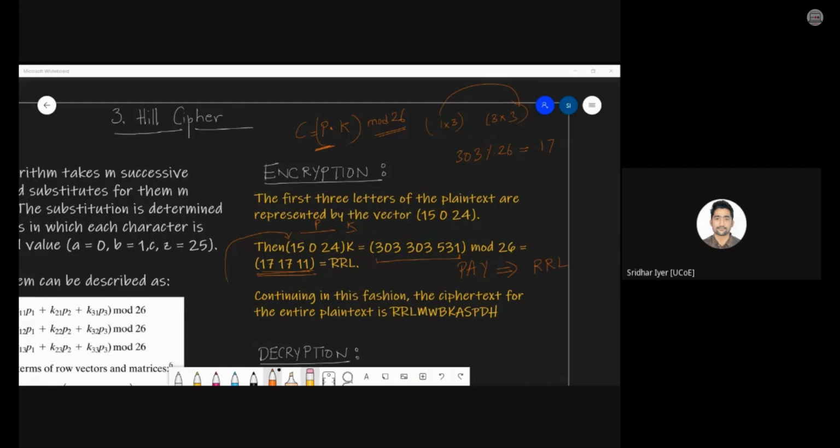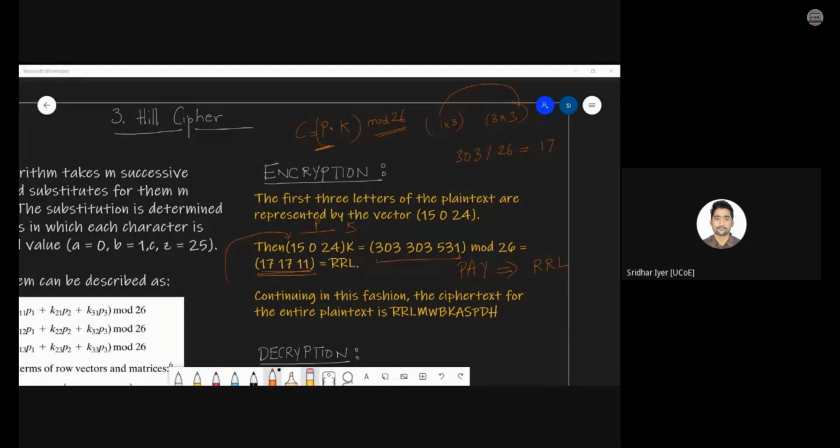Yeah, Jay, once again, let me explain. The formula is somewhat like this: C is P multiplied by K mod 26. Now, as you know, the plain text is "pay more money". It adds up to 12 characters, but we have a key of size 3 only, a 3 by 3 matrix. So we can't have a 12 by 12 matrix because the multiplication would be too huge.